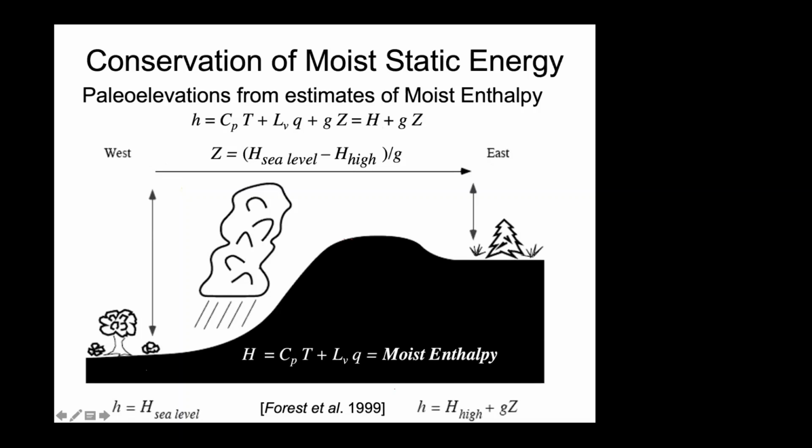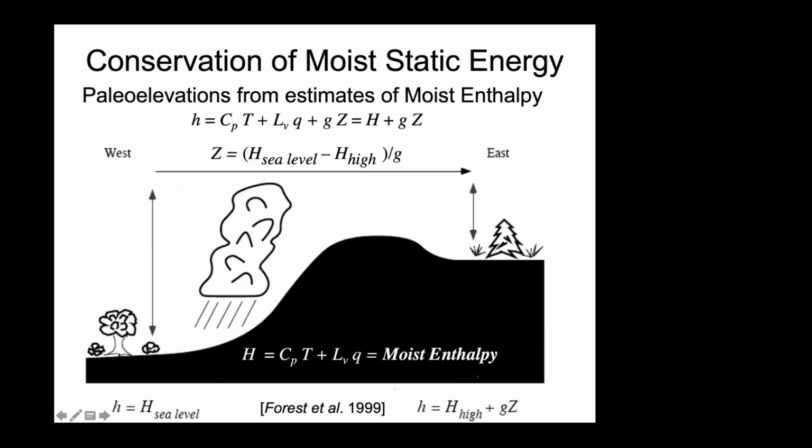But down here at sea level, the Z is 0, and so the moist static energy is simply equal to the moist enthalpy at this elevation. Whereas in the high region, the moist enthalpy will be different because the moist static energy should be the same as over here, but you have this height. So you can convert this.